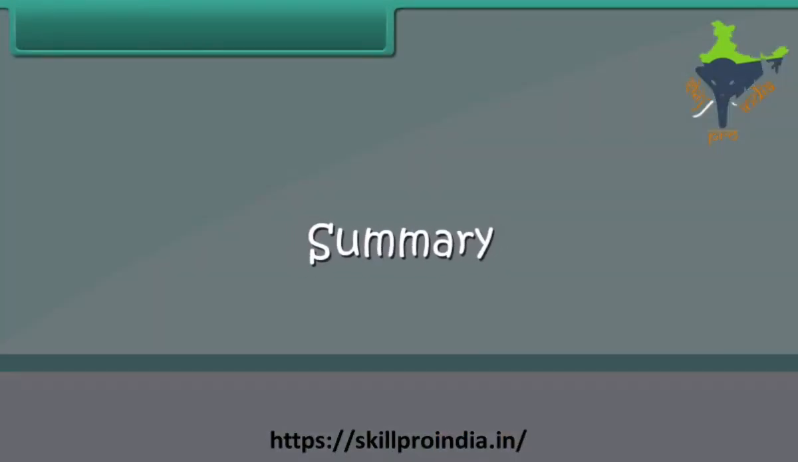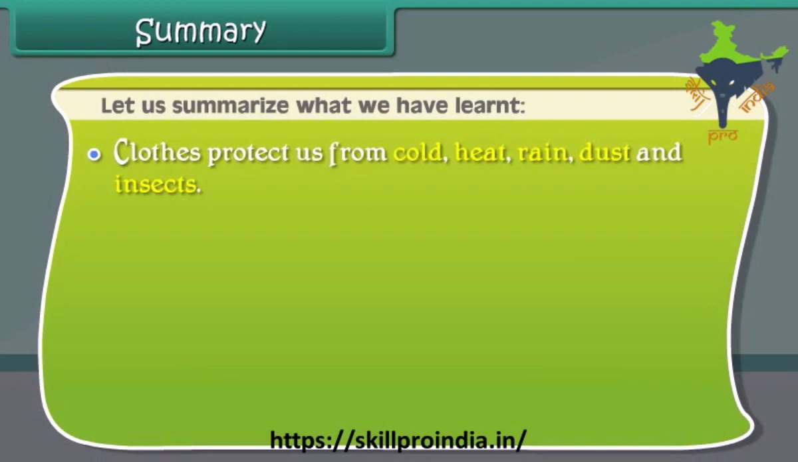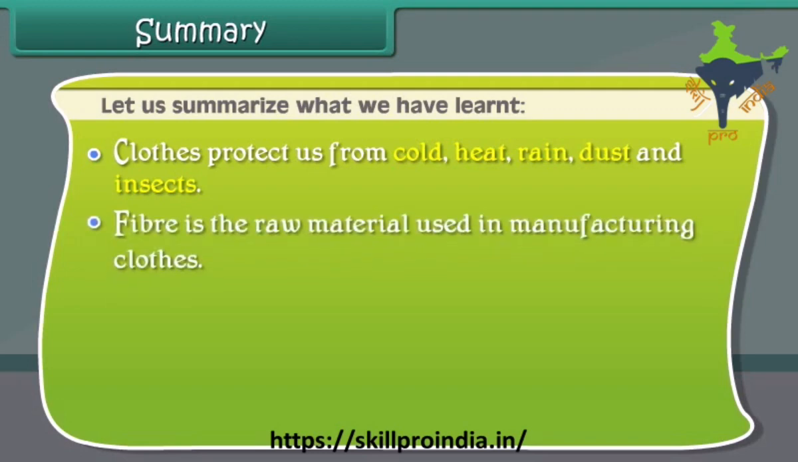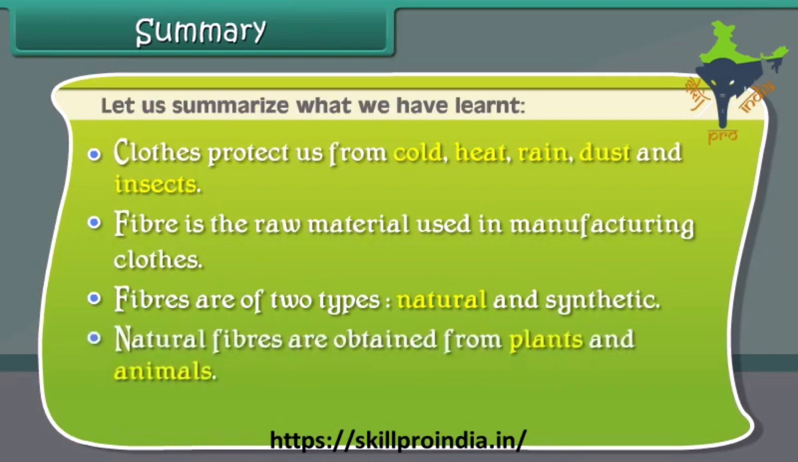Summary. Let us summarize what we have learned. Clothes protect us from cold, heat, rain, dust, and insects. Fiber is the raw material used in manufacturing clothes. Fibers are of two types: natural and synthetic. Natural fibers are obtained from plants and animals. Synthetic fibers are man-made.